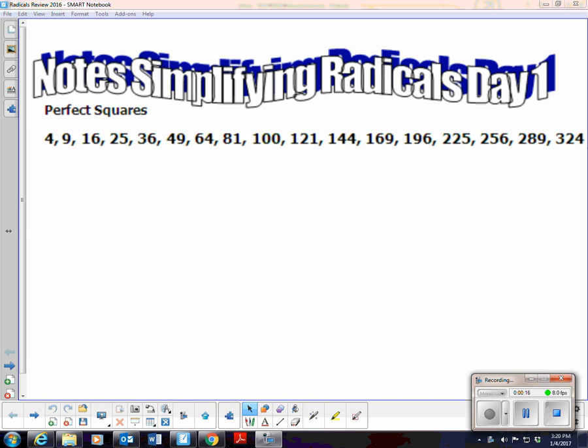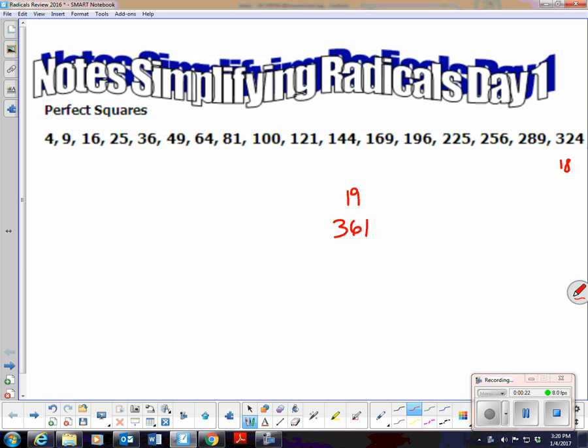This is a list of perfect squares. It runs to 20 squared. 19 squared is 361, and 20 squared is 400. Having this list on your paper is a good thing, so you might want to pause the video and write this list of perfect squares down. If you take the square root of 361, you get the number 19. This will help us when we're starting to simplify radicals and work our way through those.